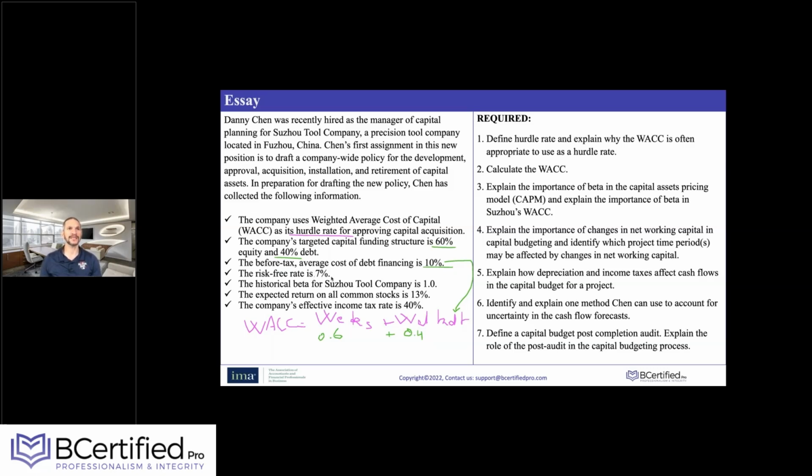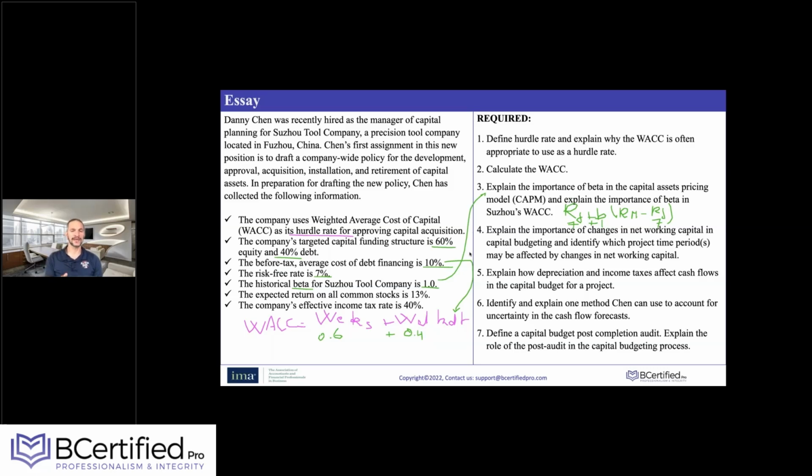The risk-free rate is 7%. Historical beta is 1. So here we're going to be using CAPM, and that's already stated in the question. We're going to use the capital asset pricing model: RF plus beta times market rate minus risk-free rate. So risk-free is 7%, and we have beta equal to 1. This will help us answer the remaining part of number 3.